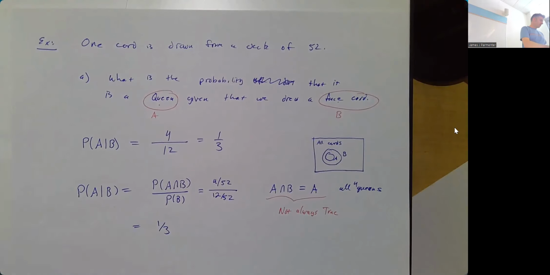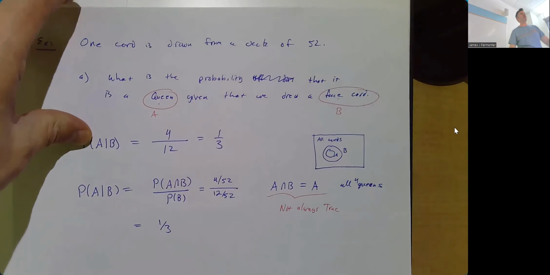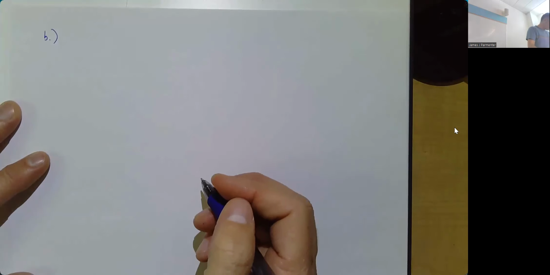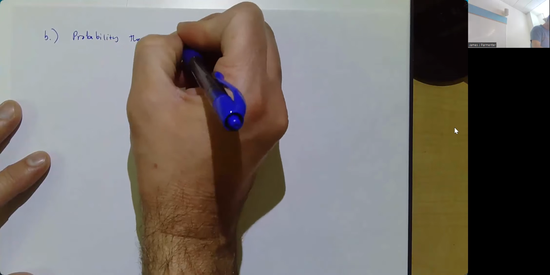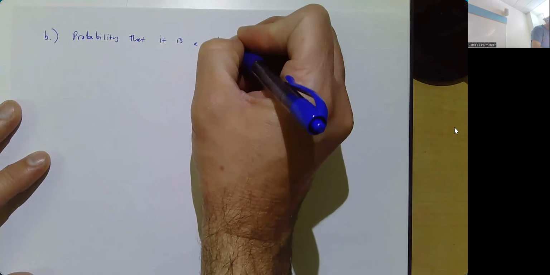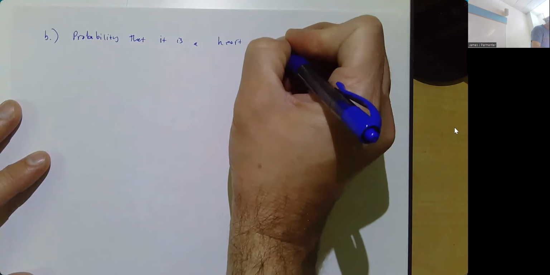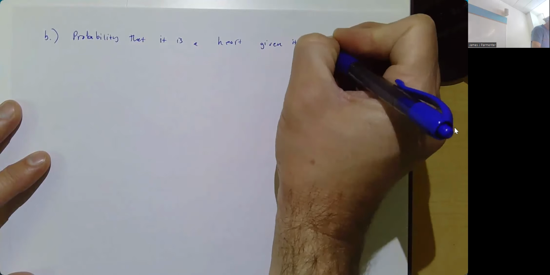Okay, let's look at some more examples here. Oh yeah, these are good ones too. There's a lot of card examples because they're easy to do, or at least they're easy to talk about. So let's look at the following. Again, we're still drawing one card from a deck. What's the probability that the card is a heart given it is a 7?